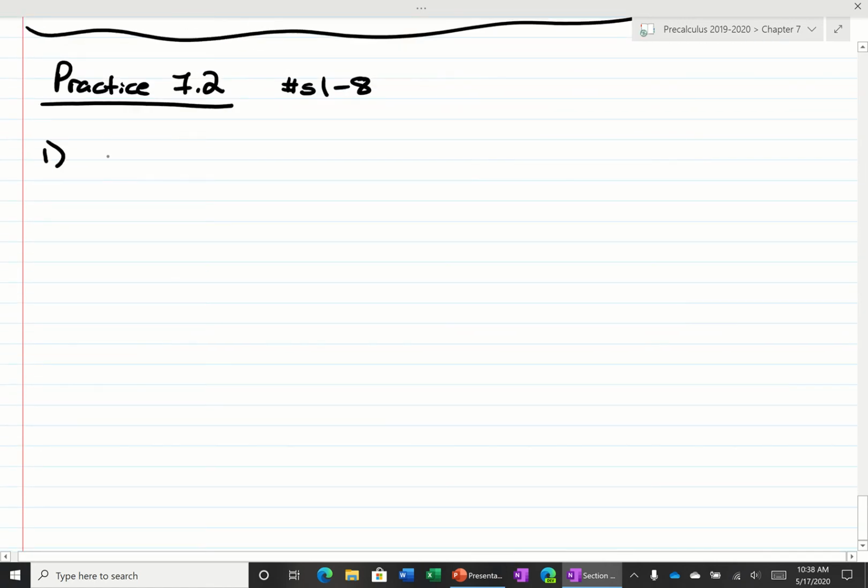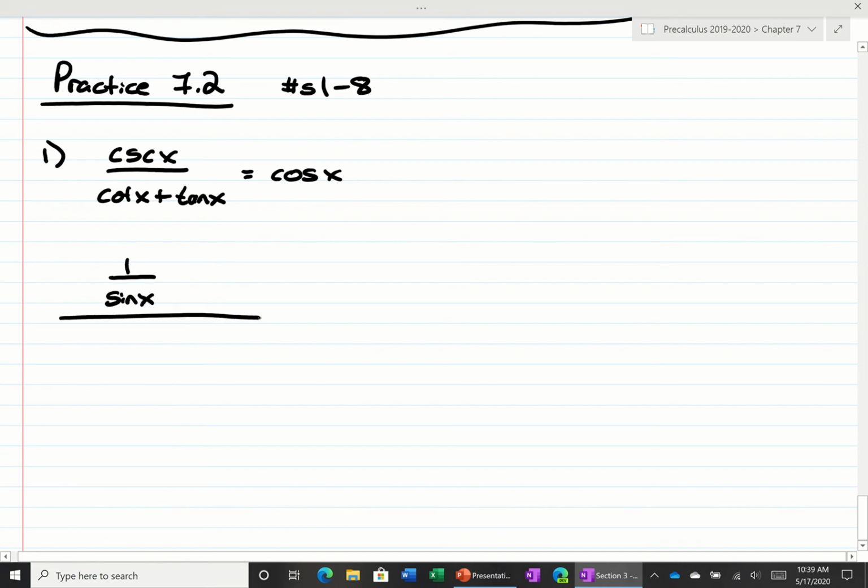Problem number 1 says cosecant of x over cotangent of x plus tangent of x, and we want to show that that's cosine. First thing I'm going to do is write cosecant as 1 over sine. In the denominator, I'm going to write cotangent as cosine of x over sine of x plus sine of x over cosine of x. And we need to get a common denominator.